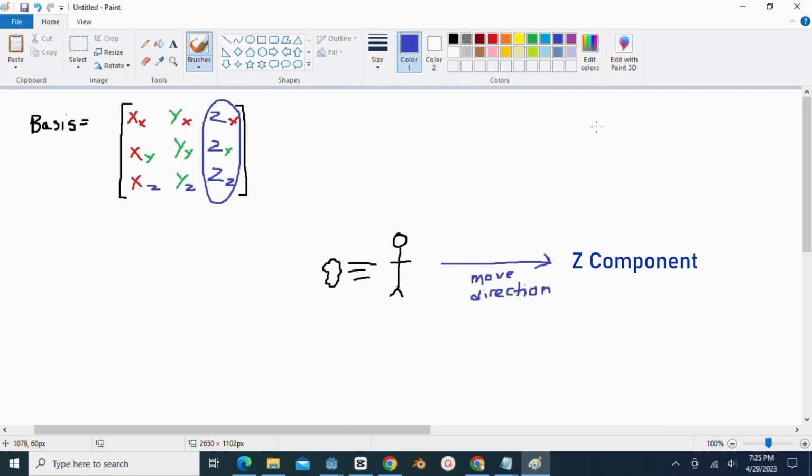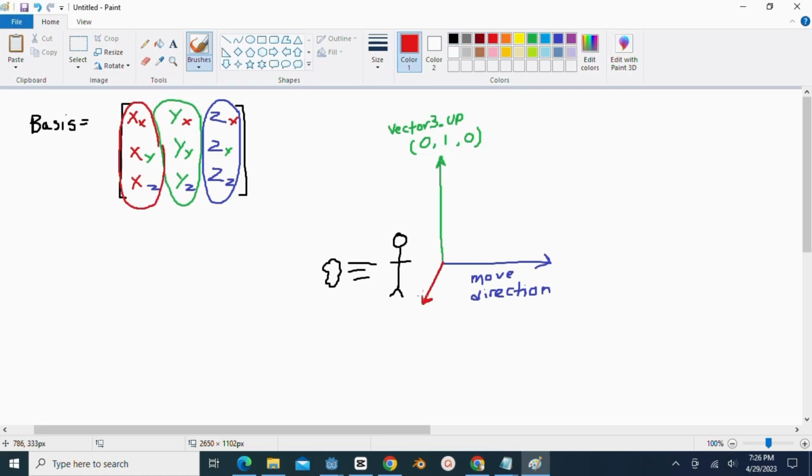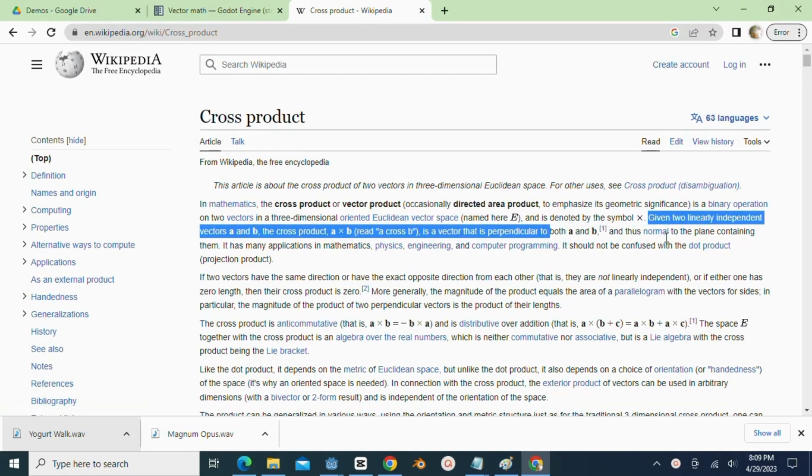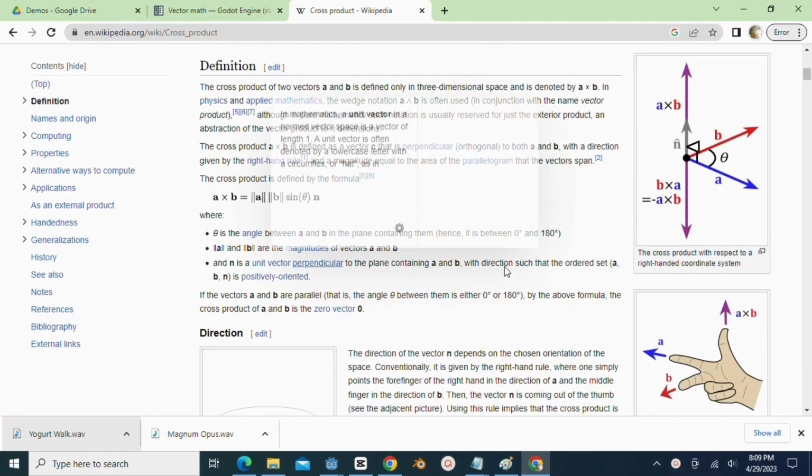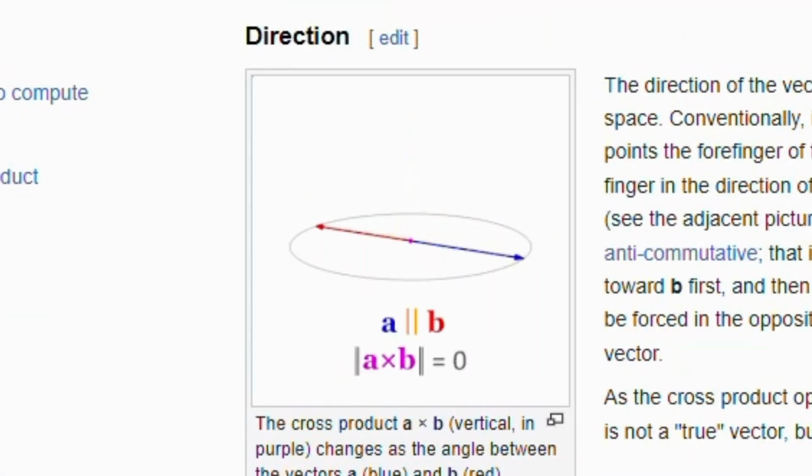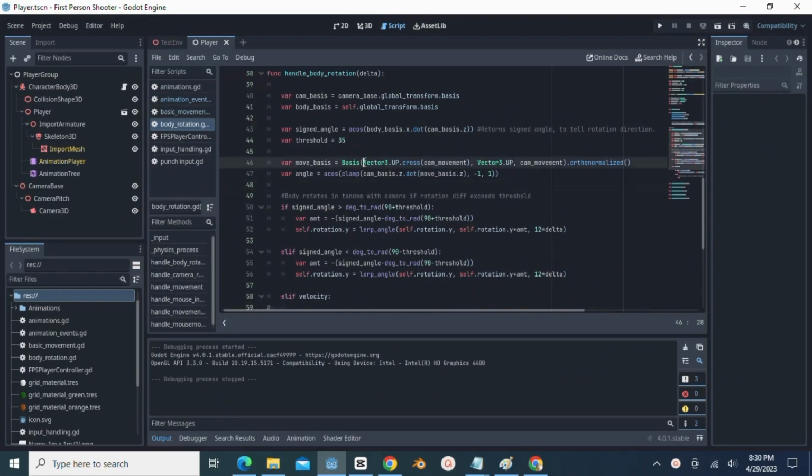Now first of all, we know that the y component for our situation will always be the global Vector3.UP direction. Now since we have the z and y components, we know that the x-axis is perpendicular to both the z and y axes. So this component can be found using the cross product. The cross product is an operation like the dot product, but it returns another vector that is perpendicular to both vectors, which is exactly what we need. So in this line of code, to find the move basis, the x component is the cross product of Vector3.UP and our cam movement. The y component is just Vector3.UP, and the z component is just cam movement.